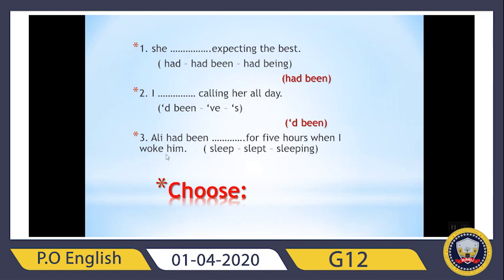Now, number 3, Ali had been. Try to solve it, please. Okay, let us see here. Ali had been sleeping. Why sleeping? Because we have "been," and after "been" we have verb plus ing in this lesson.